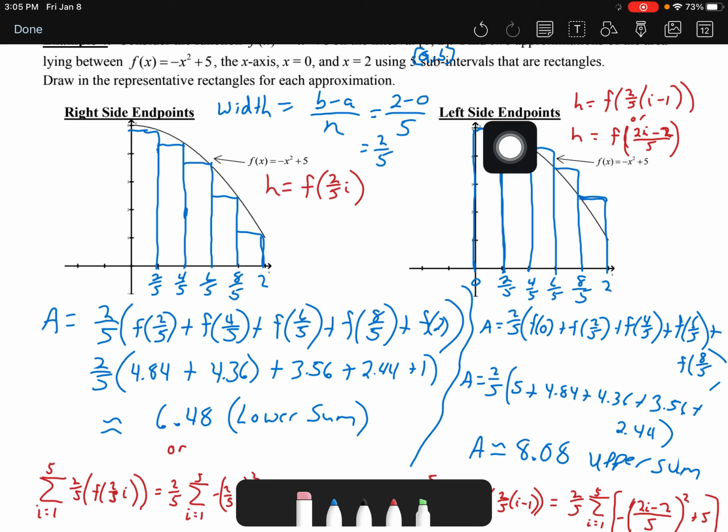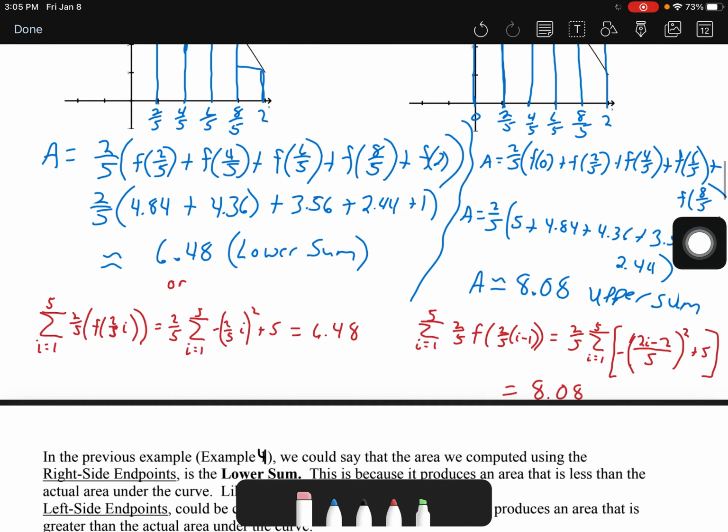So the left side endpoint rectangles, the formula when we start doing the sigma notation, is a little trickier, because you have the i minus 1 in there. Okay, so if I were to go down here and write this out in sigma notation, here's how this would look with this sigma notation.